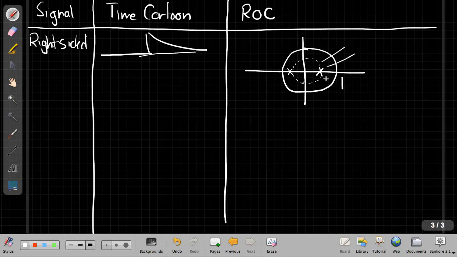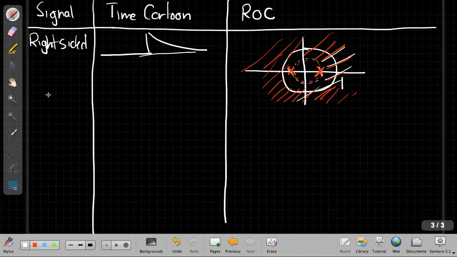So if it's right-sided, the ROC, and here we can be fancy since I have colors, will be from here out. Right here are my poles. The way I've drawn it here, there is no clearly larger one. They're both the same radius. But we know the ROC is outside the largest finite pole, which would look like this.